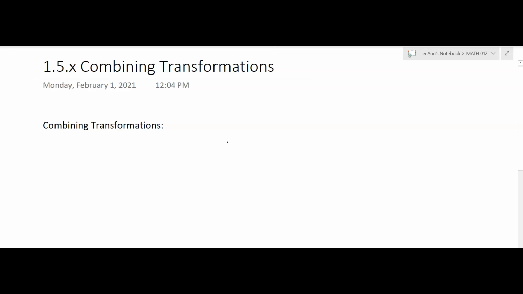Okay, so when we have more than one transformation, how does it look? What do you do first? And it makes a difference, okay? So I'm going to talk about vertical transformations.